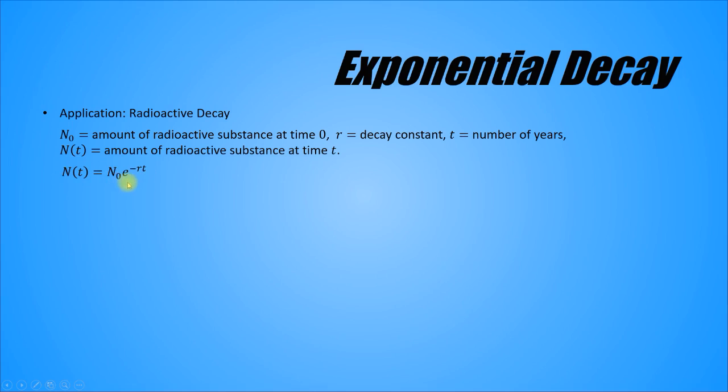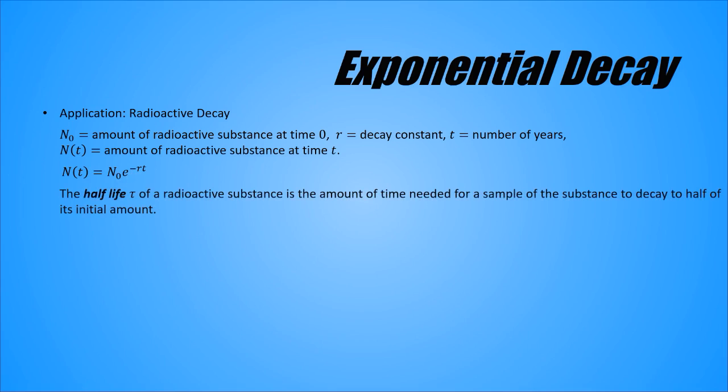So there's e again. Now, the decay constant r is typically not listed for a radioactive substance. Usually, instead, what's reported is something called the half-life, which is a term you may have heard. So I'm going to tell you all about it. The half-life, which I've denoted by this Greek letter tau, of a radioactive substance, is the amount of time needed for a sample of that substance to decay to half of its initial amount.